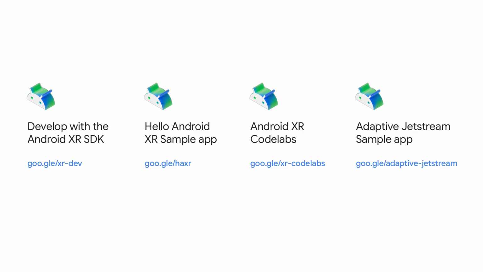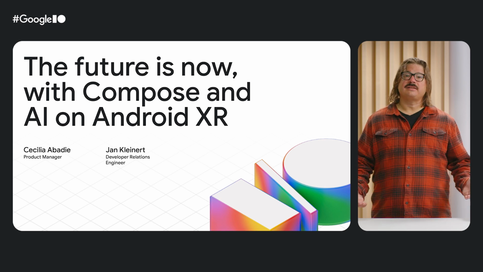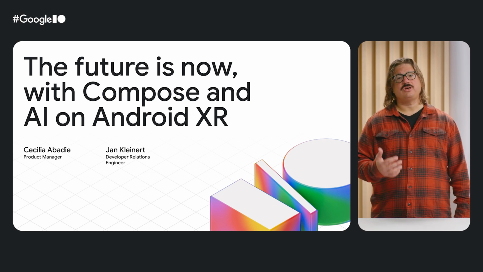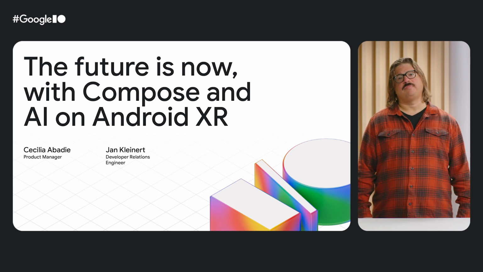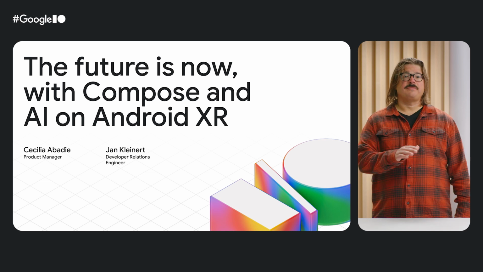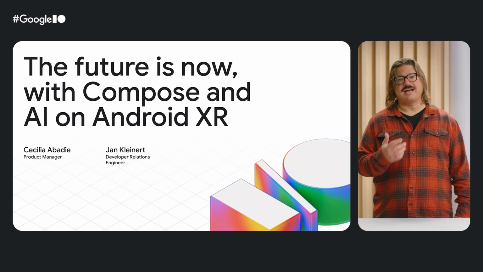To help you get started, we're continuously updating our documentation, sample code, and the APIs themselves, as well as our tools. We've added new 3D capabilities to our Hello Android XR sample app, and we've just recently added XR differentiated features to the Jetstream sample app as well. We've also published a 2-part code lab to help you get started developing for Android XR. And last but not least, whenever possible, we recommend that you position your UI and create panels in Android XR by using Jetpack Compose for XR. Be sure to check out our other session, The Future is Now, with Compose and AI on Android XR to learn more.